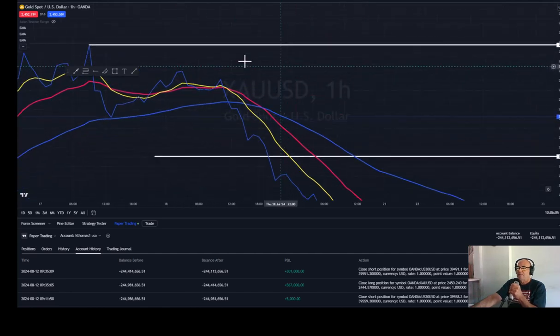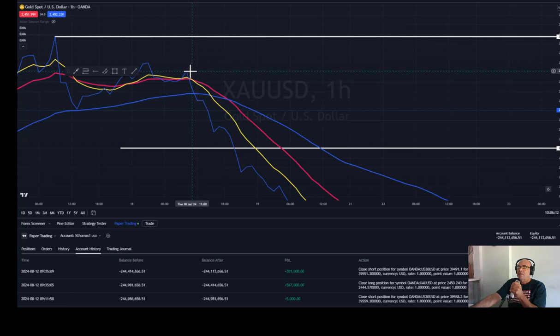Comes up, breaks structure. So we don't have anything happening here. Comes up here, creates a lower high. This high is lower than this high. Goes down, creates a lower low. This low is lower than the previous low. Goes down, creates another low. Again, lower than the previous low. Comes up, creates a lower high. This high is lower than the two previous highs.